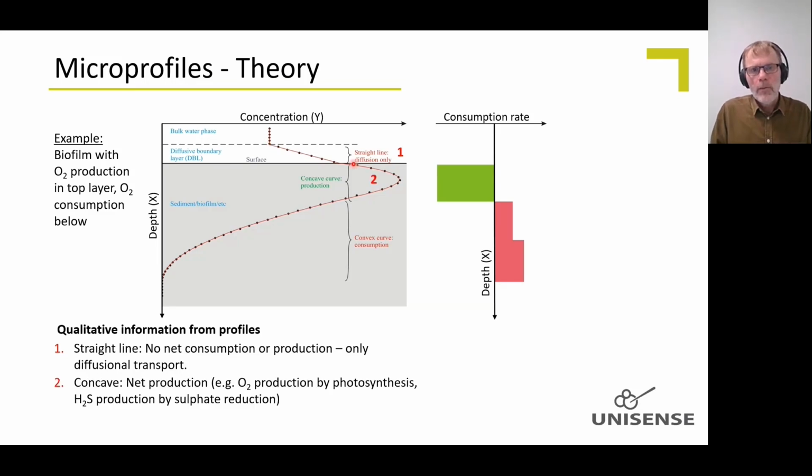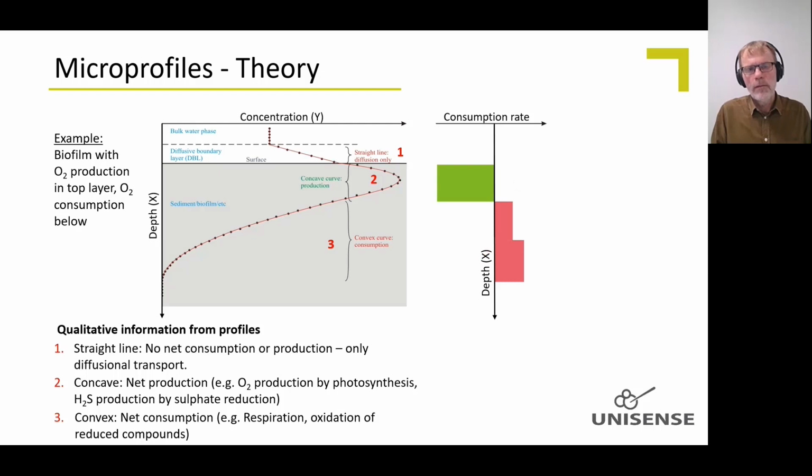Below that, we have a curvature that goes this way. And that indicates there's production of oxygen in this case. And finally, below, we have a curvature going that way, and that indicates consumption of oxygen. Again, this is shown in these bar graphs here.